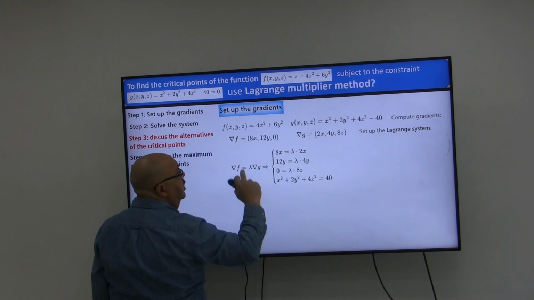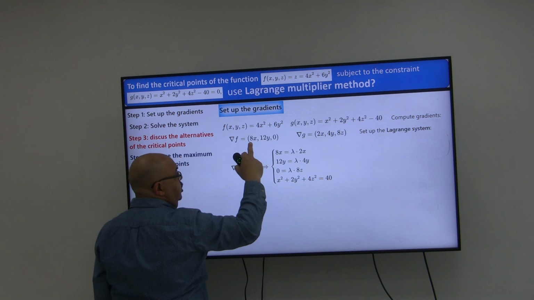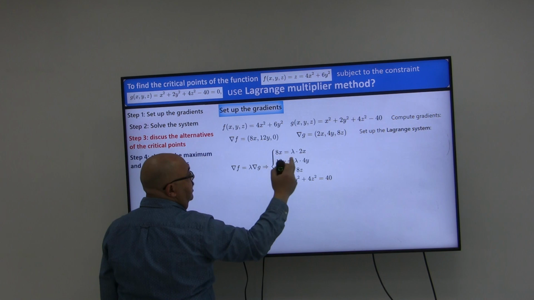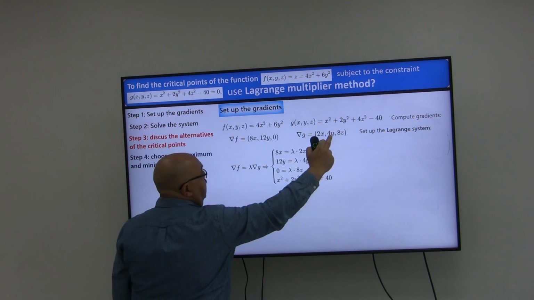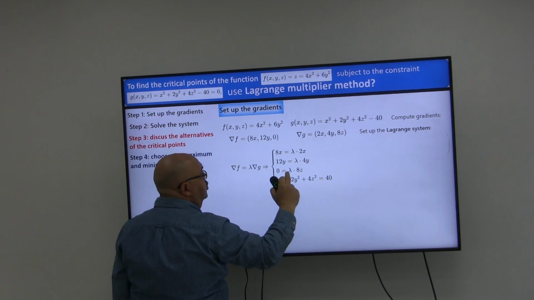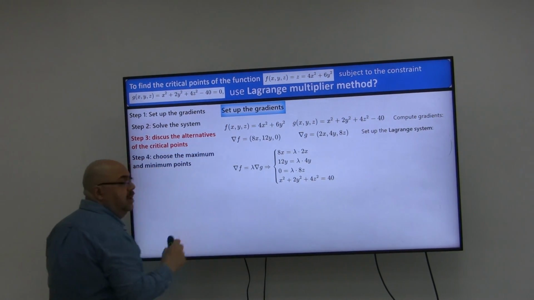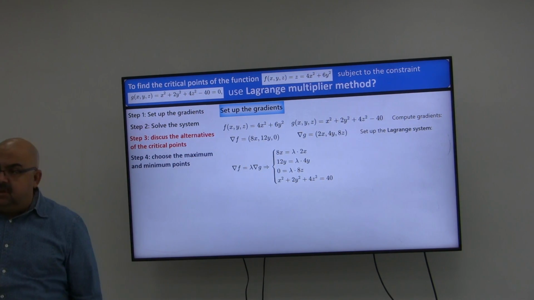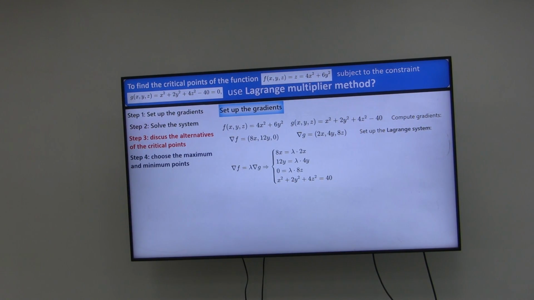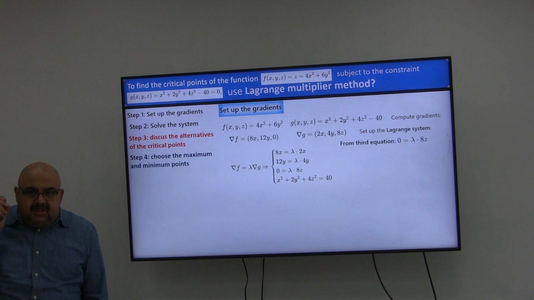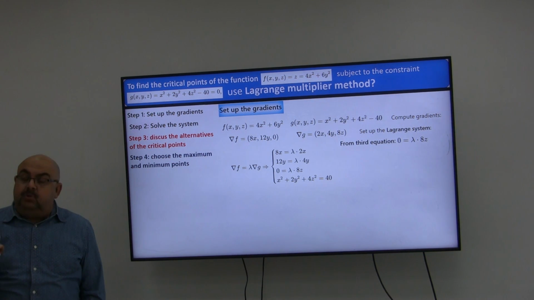So all I have to do is to have 8x, which equals lambda times 2x, 12y, which equals lambda times 4y, and 0 equals lambda times 8z, and that's the condition that I will need to be sure that it doesn't contradict anything, as you can see. The coming step is, from the third equation, try, this is, from my point of view, the step that you will need to stop and think.